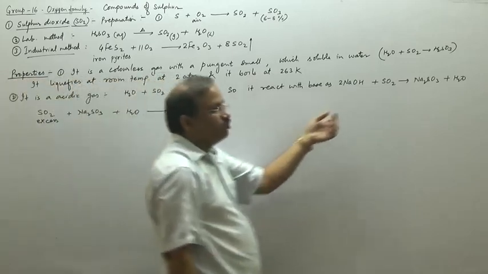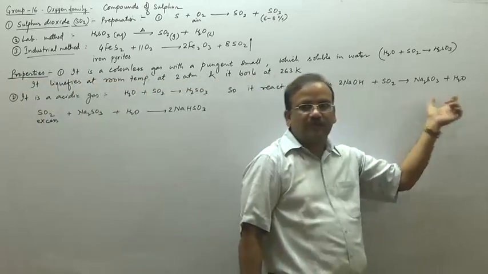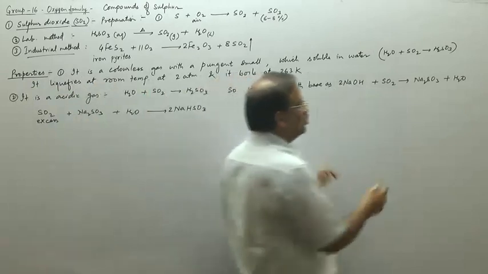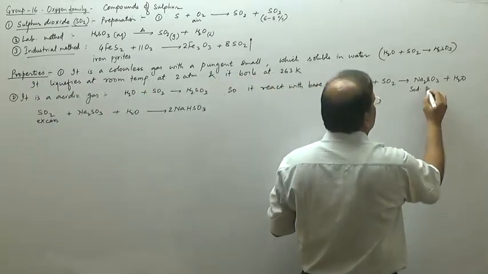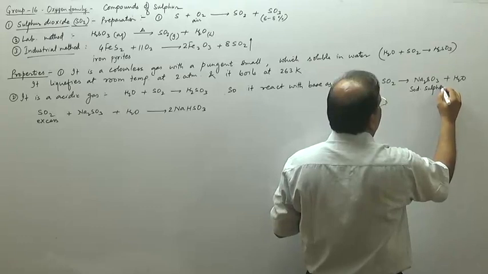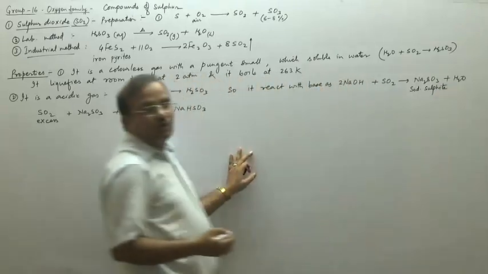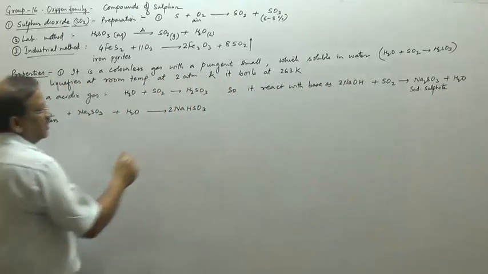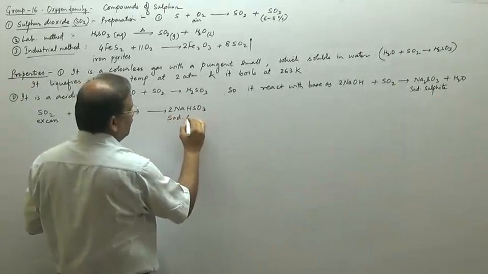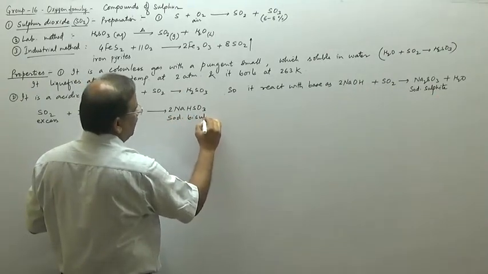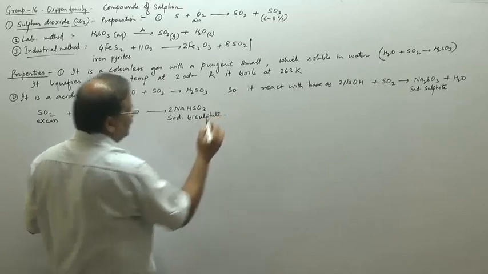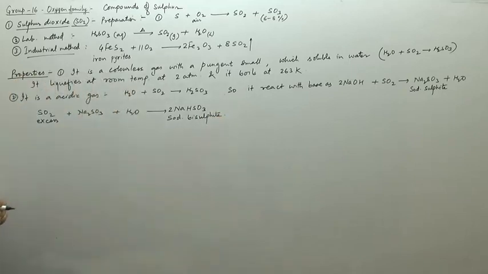So if you add a small amount of SO2 in NaOH, we'll get sodium sulfite. This is sodium sulfite, the product of the reaction. But if SO2 is present in excess, then it is going to form sodium bisulfite. So sodium bisulfite is formed in the reaction.